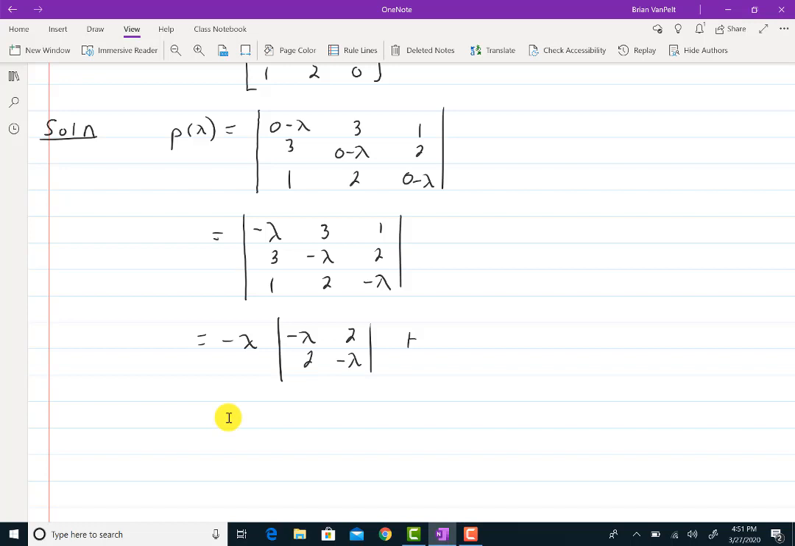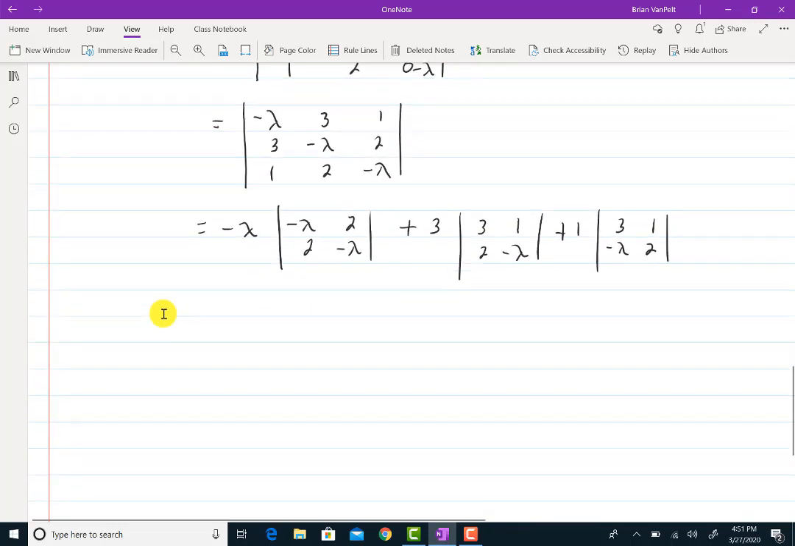Now don't forget to alternate the signs as you go down the column. So for the 3, I'm going to get rid of this row, and I'm going to get rid of this column, and I'll be left with 3, 1, 2, negative lambda. And then finally plus the 1. And for this, let me cut out the row and the column, and I get 3, 1, negative lambda, 2.